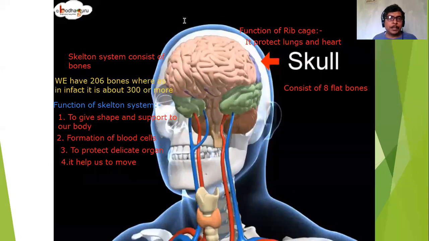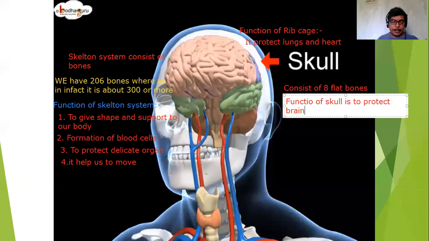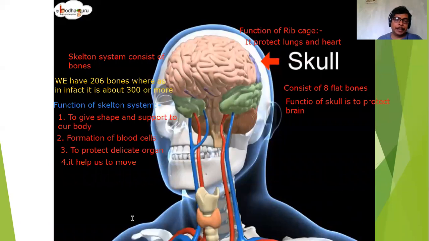Now, what is the function of a skull? The function of a skull is to protect the brain. I hope it is clear to you. The skull is made up of 8 bones. They are closely fused. It is tight, it consists of 8 bones, and it protects the brain.